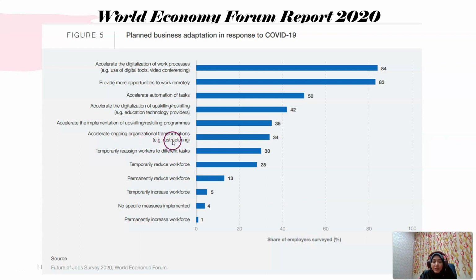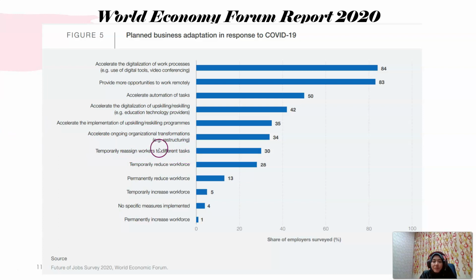Sometimes they need to shrink the size of the organization. So that's why the most negative impact of COVID is joblessness. Some of the employees don't have a job and need to find a new one because of the restructuring and the economic impact.